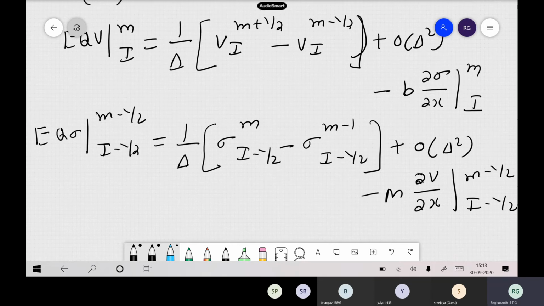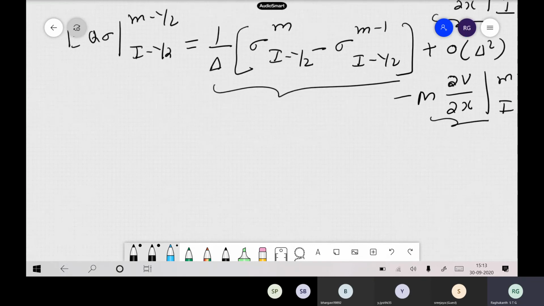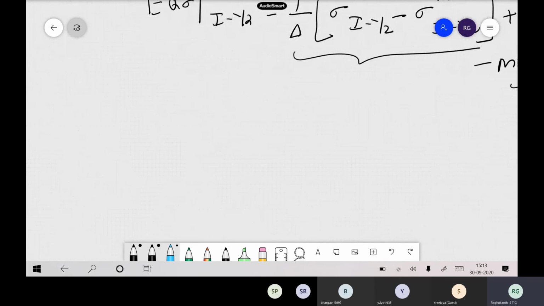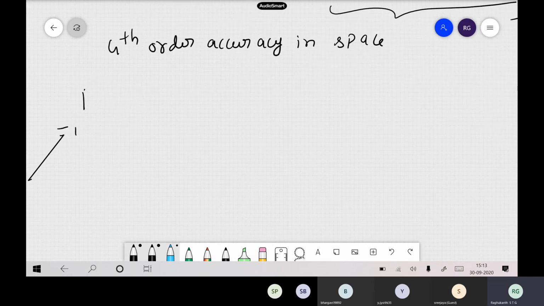So what we have done here is, in time we are using this second order scheme only. But now to represent this spatial derivative, instead of using the second order scheme, we can go for fourth order accuracy itself. So second order in time, but in space it is fourth order. Then we write this equation, your final difference equation for the first equation at m and i.